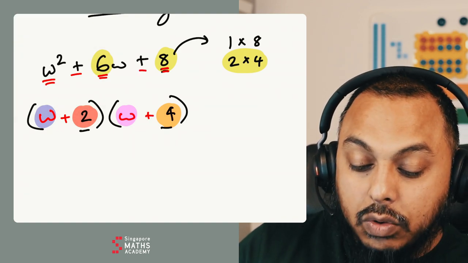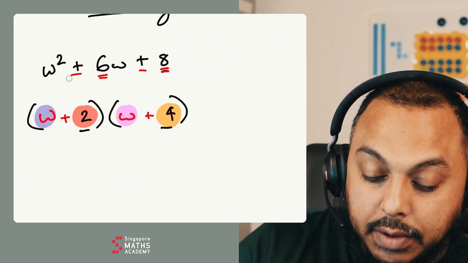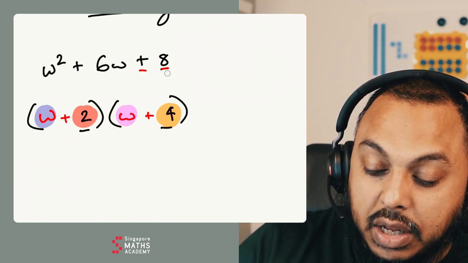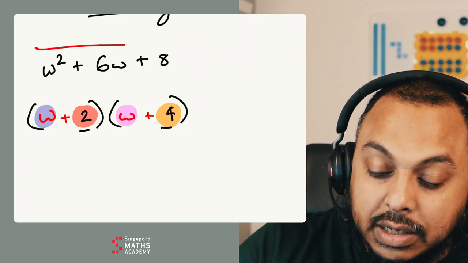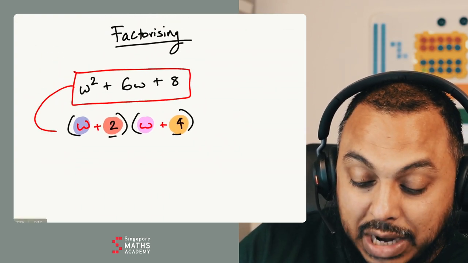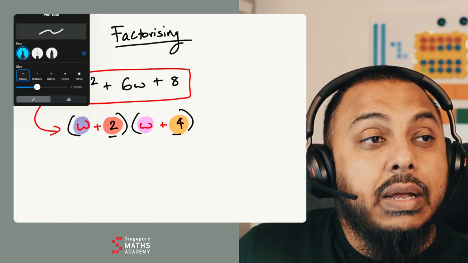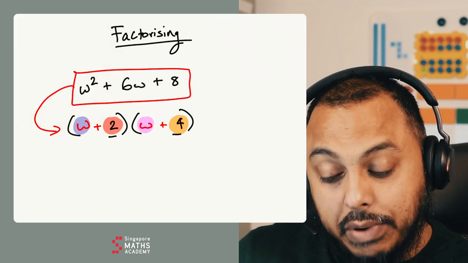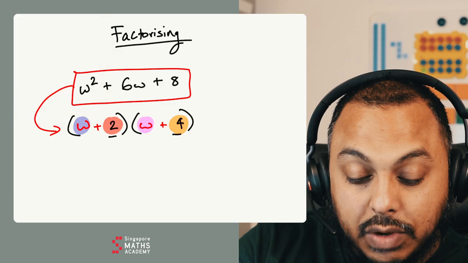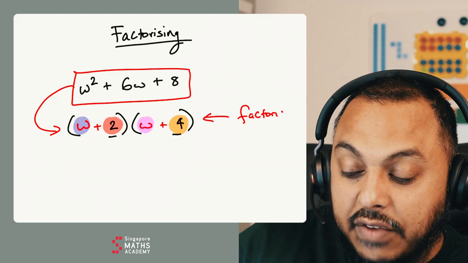And so now this expression here, w squared plus 6w plus 8, if I wanted to factorize it, which means to put it into brackets, I've got w plus 2 in one bracket and w plus 4 in the other bracket. That's my factorized answer. How do I check if I've done it right?